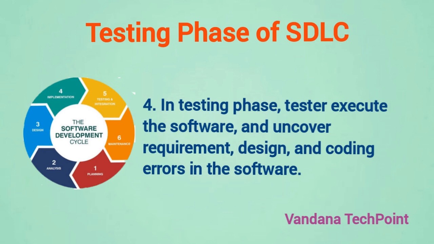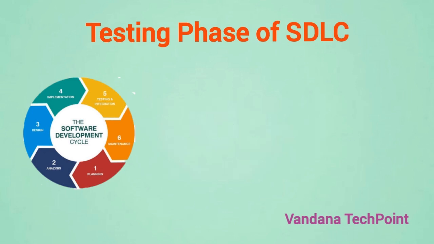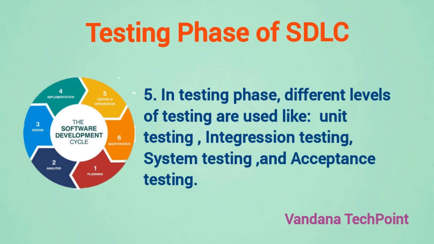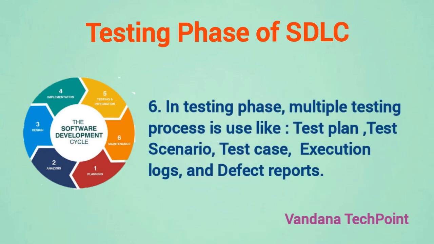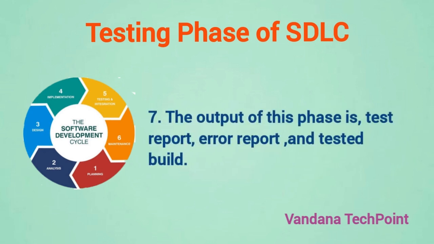Fourth, in testing phase, tester execute the software and uncover requirement, design, and coding errors in the software. Fifth, in testing phase, different levels of testing are used like unit testing, integration testing, system testing, and acceptance testing. Sixth, in testing phase, multiple testing process is used like test plan, test scenario, test case, execution logs, and defect reports. Seventh, the output of this phase is test report, error report, and tested build. So this was the testing phase.